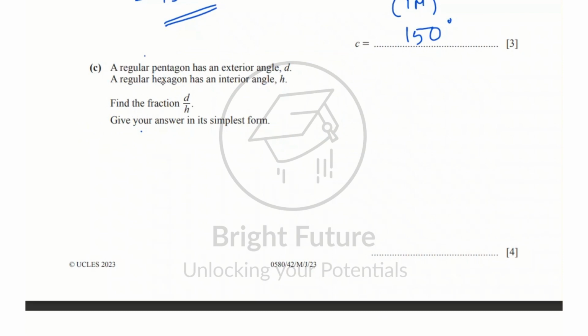Okay, a regular pentagon has an exterior angle D. A regular hexagon has an interior angle H. Find the fraction D upon H. Give your answer in its simplest form. A regular pentagon has 5 sides. A hexagon has 6 sides. You have to find the ratio of the exterior angle to the interior angle in its simplest form. So let's first find it for the pentagon.